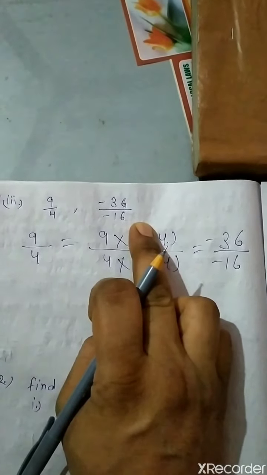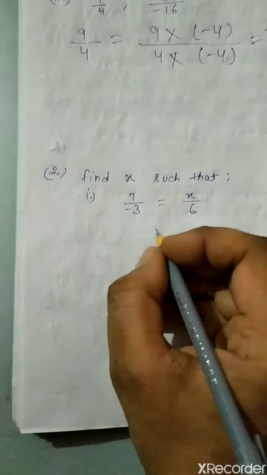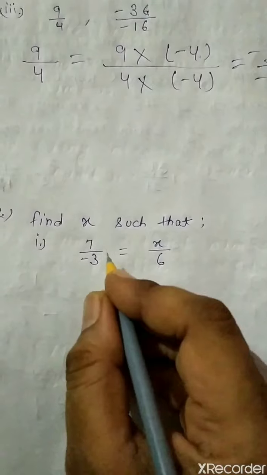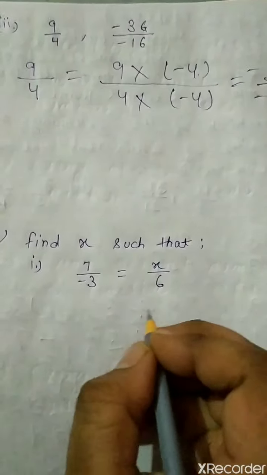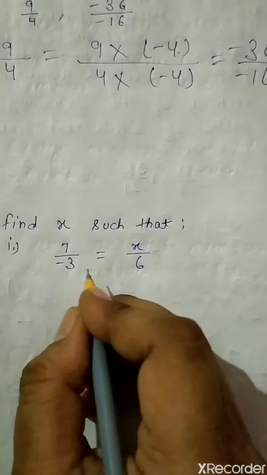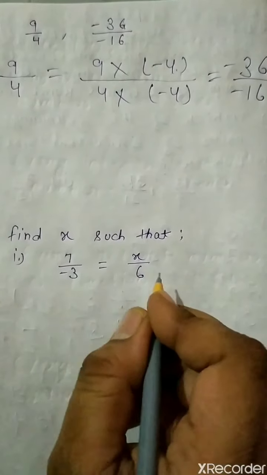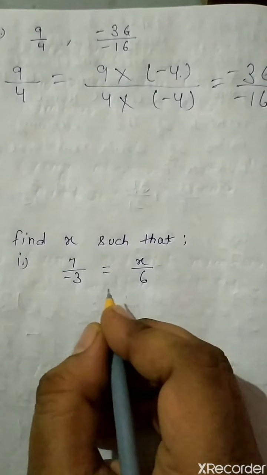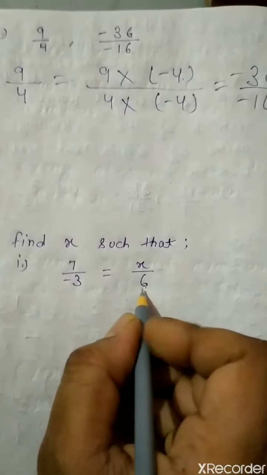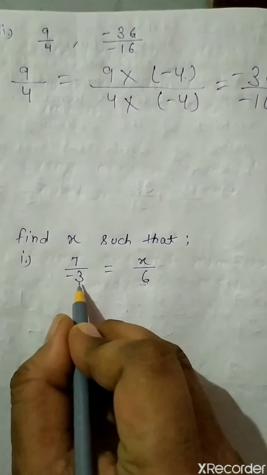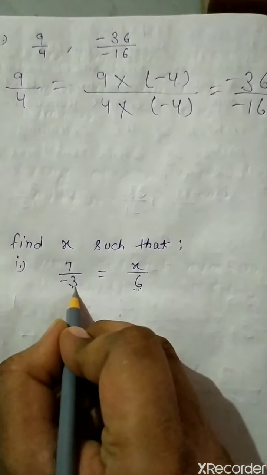Now the next type of question is: find x such that 7 by minus 3 is equal to x by 6. The first method is finding the equivalent rational number where the denominator is 6. Here the denominator is 6 and in this number the denominator is minus 3.